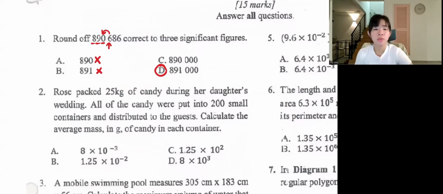Okay, next, number 2. Okay, quick one. Rose packed 25 kg of candy during her daughter's wedding. All of the candy was put into 200 small containers and distributed to the guests. Calculate the average mass in grams of the candy in each container. So what is your answer?